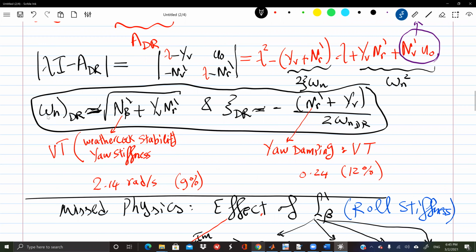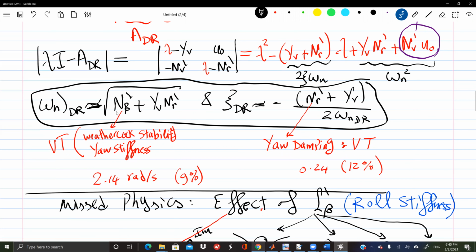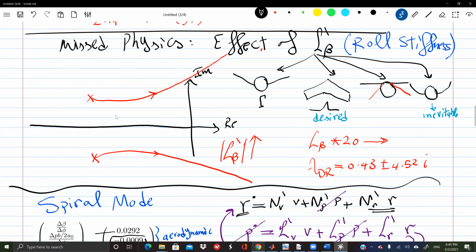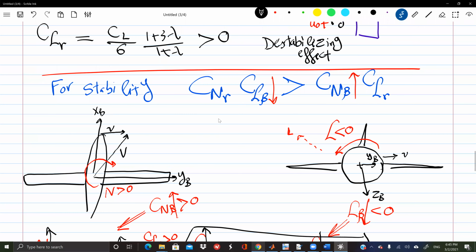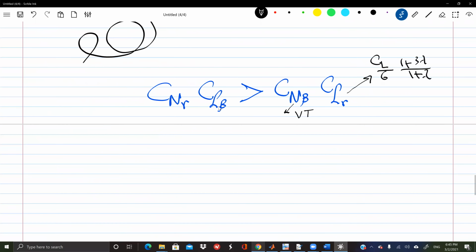If you decrease your N beta, you're decreasing the speed of the response, the omega n of the Dutch roll mode. And we said the Dutch roll mode we cannot mess up with. We cannot worsen it. If we can, we should always enhance it, but we cannot worsen it because it's quite bothering to passengers and pilots.